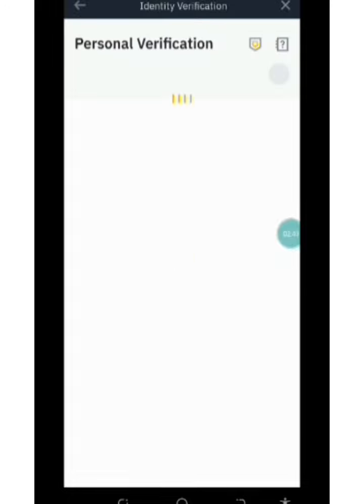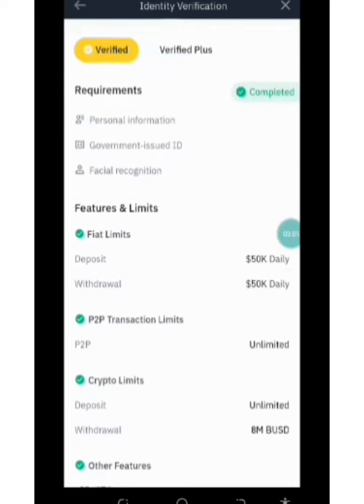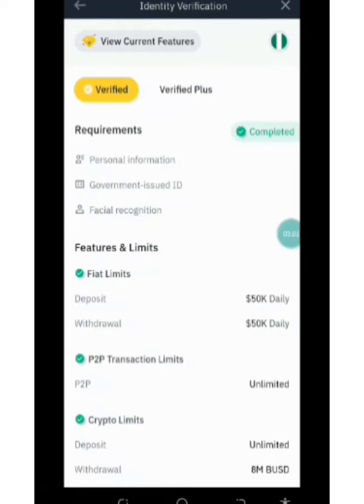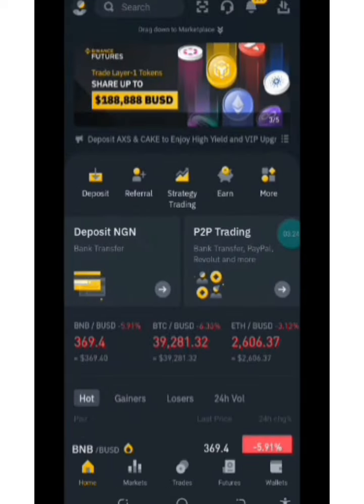This is the interface it's going to take you to. Without you verifying your Binance account, you won't be able to use the Binance application. So it's very important to verify your Binance account. You must have your international passport, or your national ID card, or your driving license, any of the three. So you must have one out of the three. If you have any of them, congratulations, you can use Binance. So after creating your account, you verify your account. After verifying your account, this is the interface.